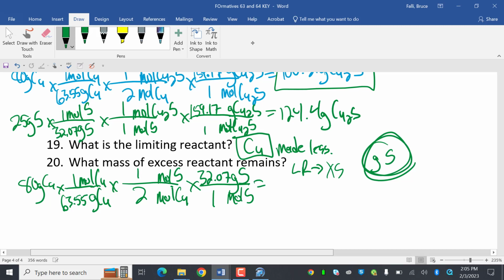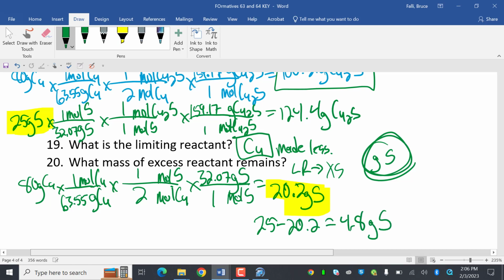So let's see what we get. 80 divided by 63.55 divided by 2 times 32.07. Enter. And I get 20.1, which I hope is less than what they gave me. 20.2, sorry. Erase. 20.2 grams of S. Look, they gave me 25 grams of S. 25 minus 20.2 is 4.8 grams of S.